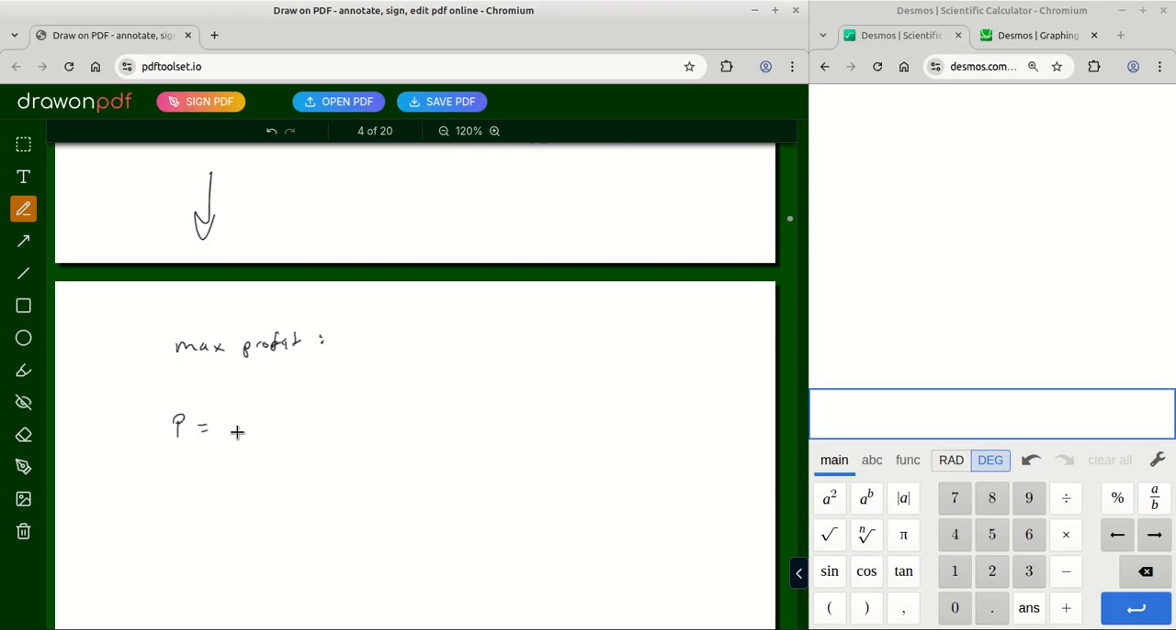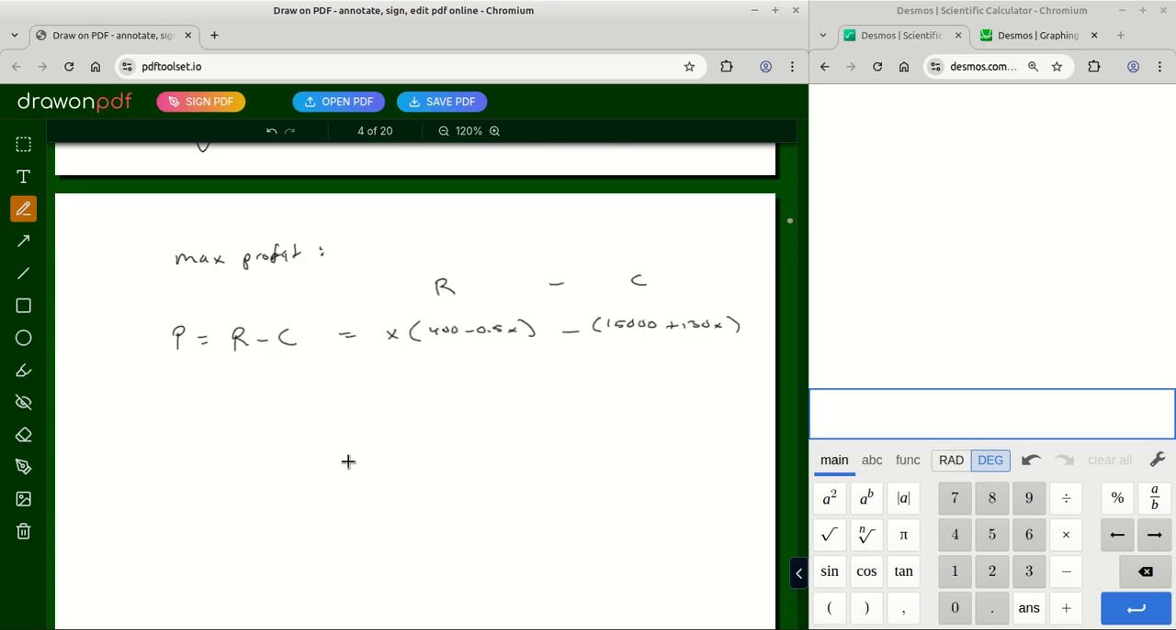So profit is equal to revenue minus cost. Long-wise, it's x times the quantity 400 minus 0.5x, minus the cost, which is the 15,000 plus 130x. So there's your revenue minus cost. There's my full profit function. Of course I want to simplify. I'm going to distribute this minus sign as well. And so I got 400x minus 0.5x squared minus the 15,000 minus 130x.